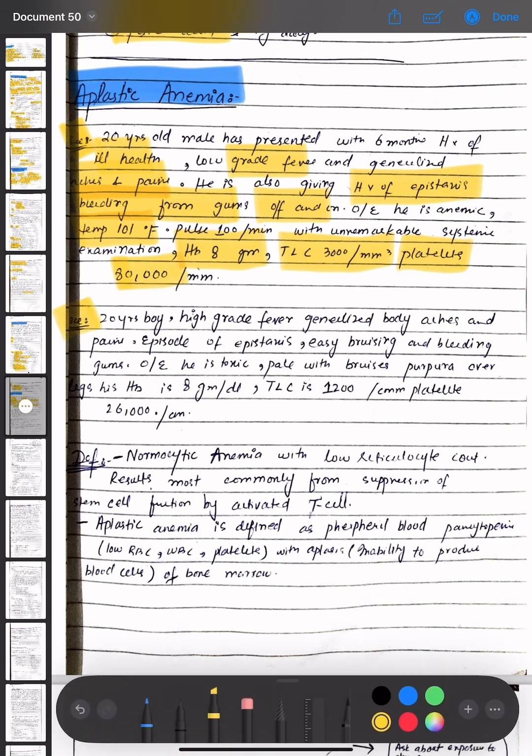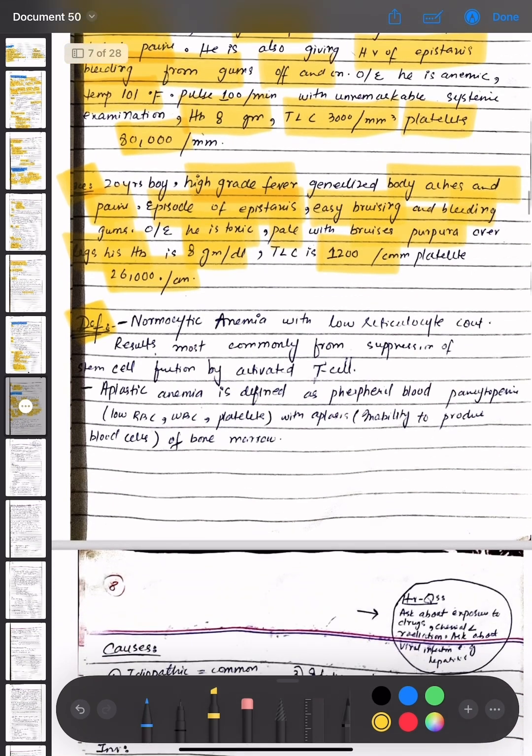Another scenario is that we have a patient, a 20 years old boy, with high grade fever, generalized body aches and pains, episodes of epistaxis, easy bruising and bleeding gums. On examination, he is toxic, pale with bruises, purpura over legs, his HB is 8, TLC 1200 and platelet is 26,000. So what is the definition of aplastic anemia?